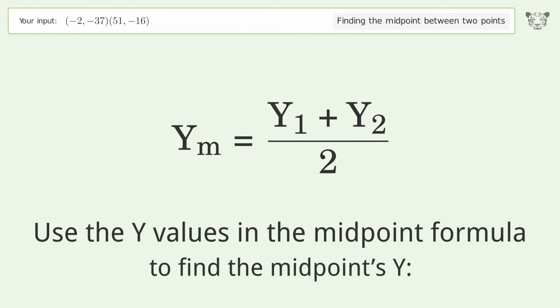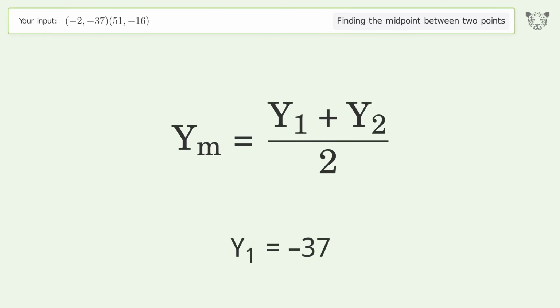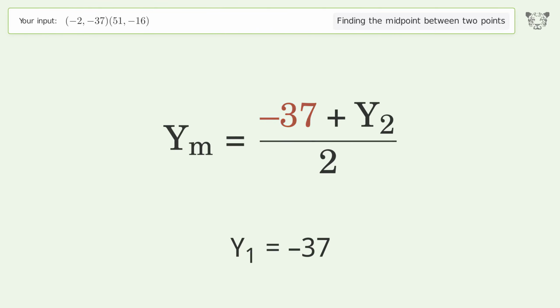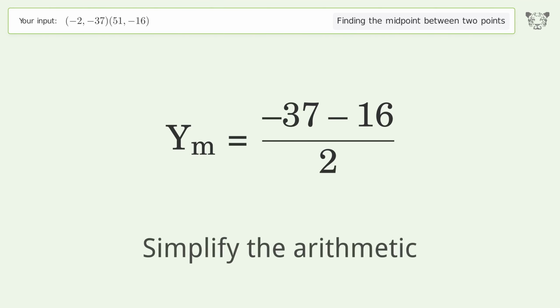Use the y values in the midpoint formula to find the midpoints y. y1 equals negative 37. y2 equals negative 16. Simplify the arithmetic.